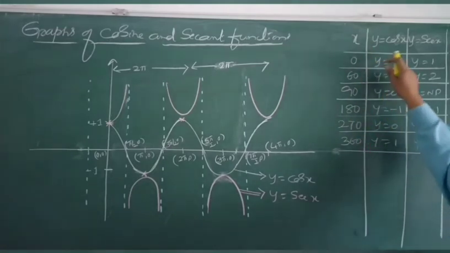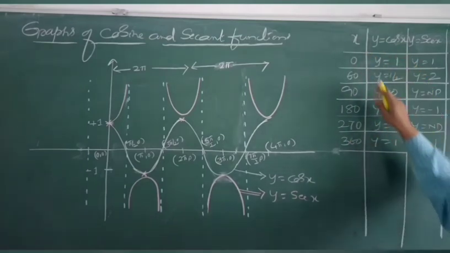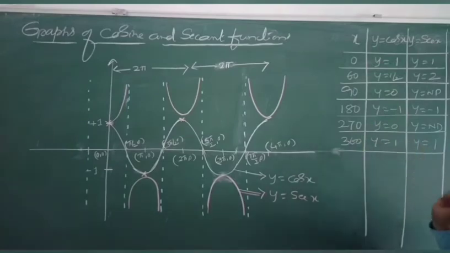When x equals 180, y equals minus 1. When x equals 270, y equals 0. When x equals 360, y equals 1.